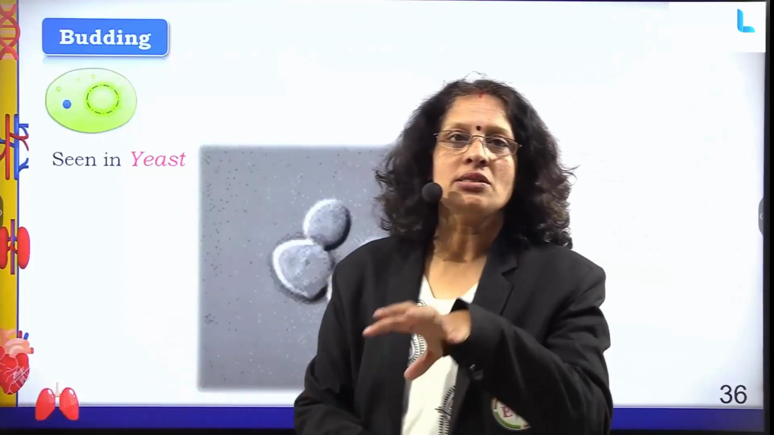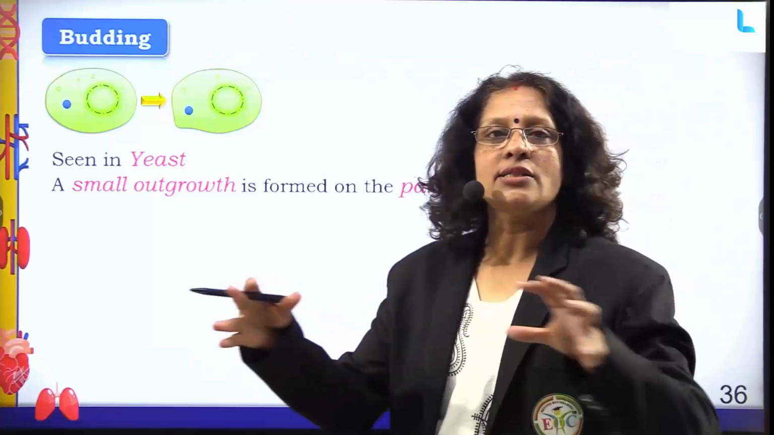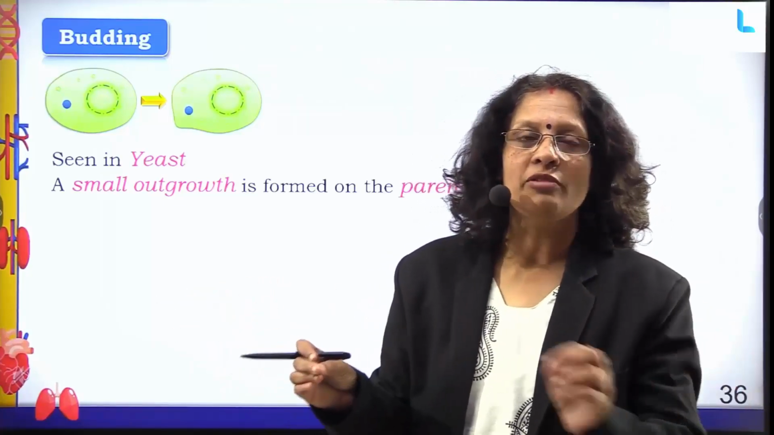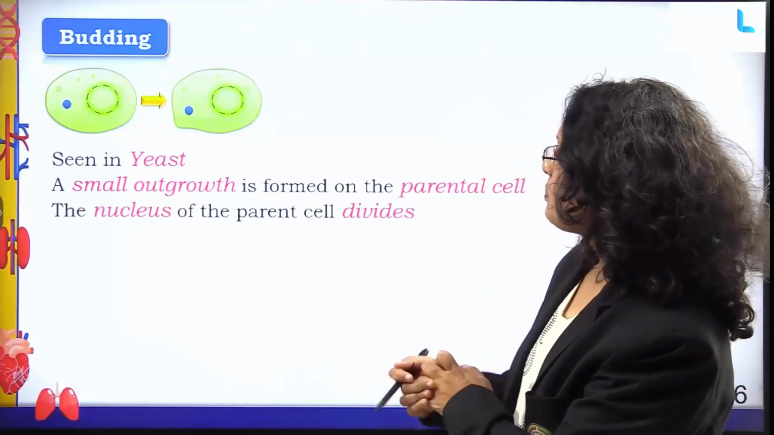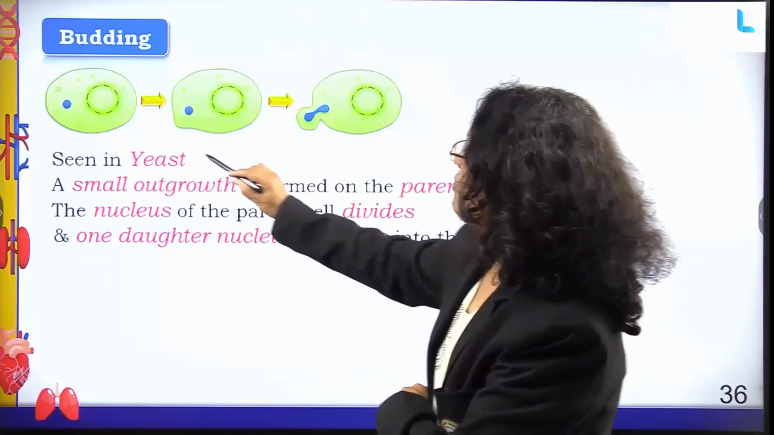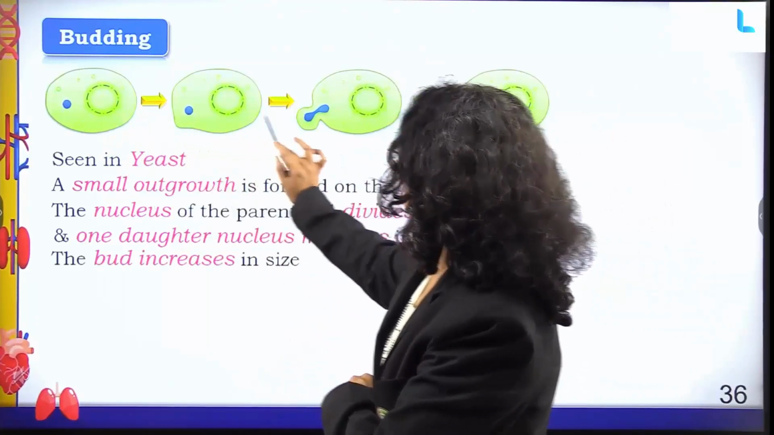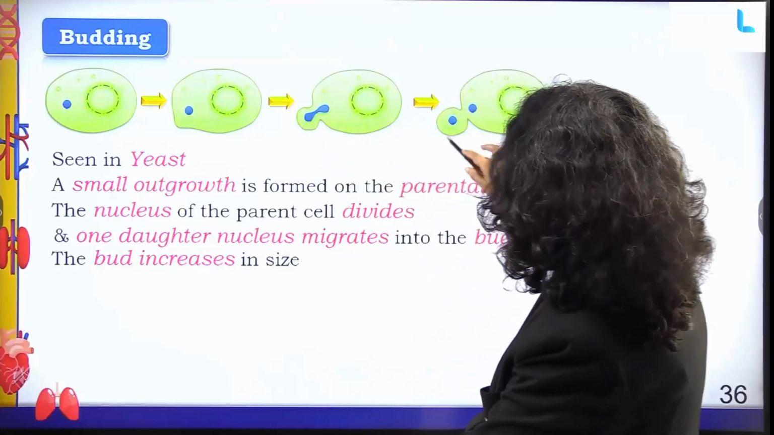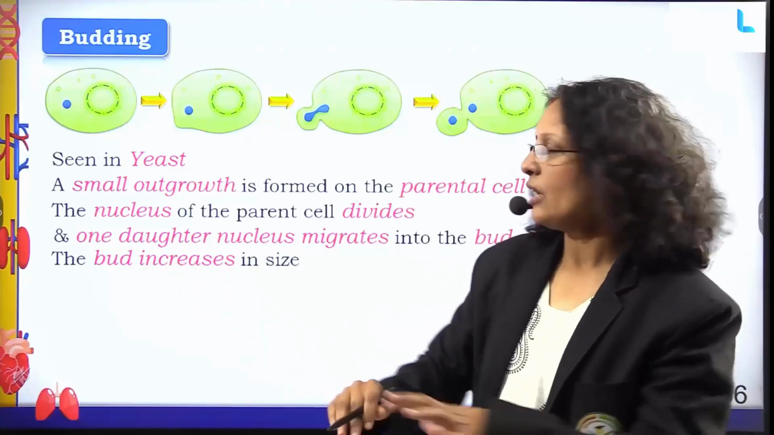Now you would have seen yeast growing on bread or somewhere, and sometimes suddenly it starts growing very fast. So how does it happen? A small outgrowth from the parental cell appears, and the nucleus will start dividing. Okay, we can see here, the blue color is the nucleus. Now a small growth is happening here, and the nucleus starts dividing. Now it has become 2. Now it will break from here, and it will become 2 cells, like this.